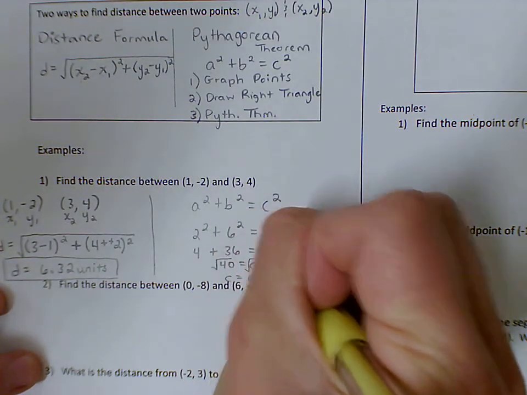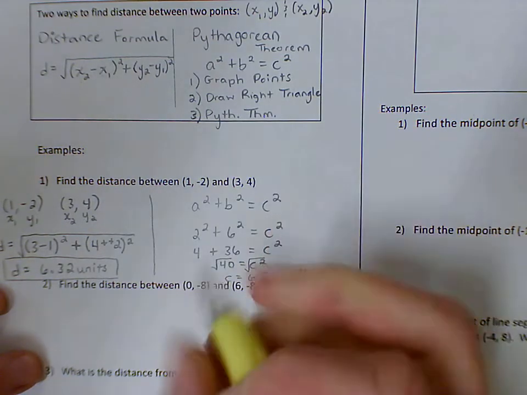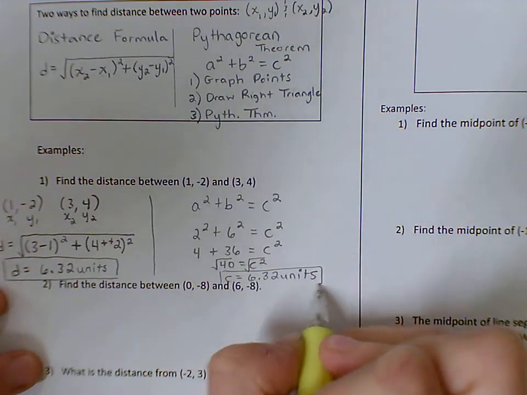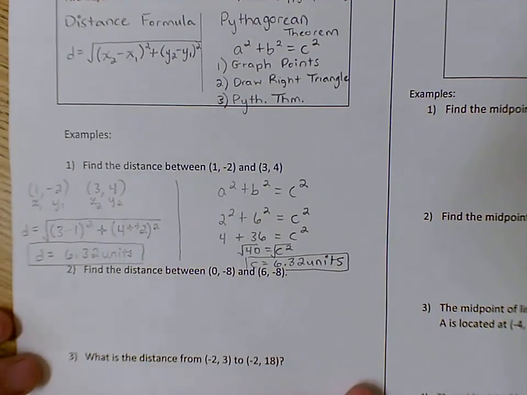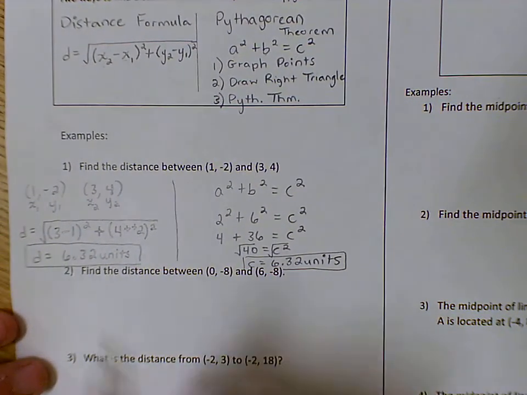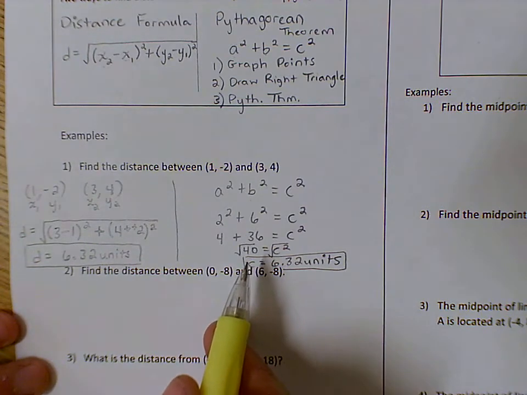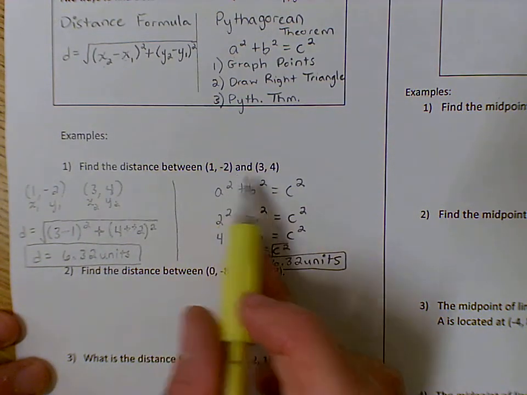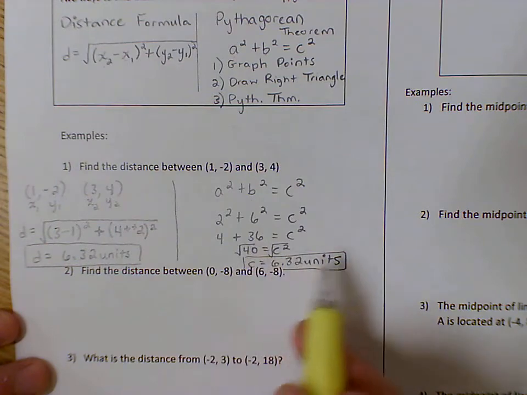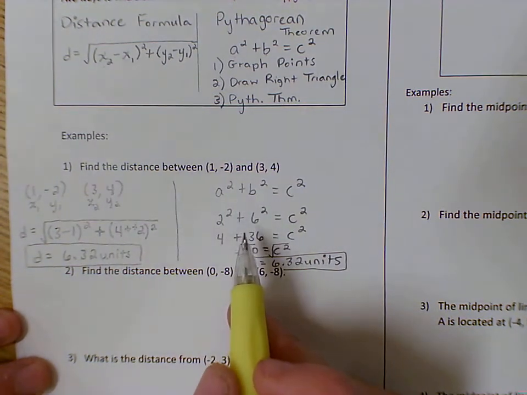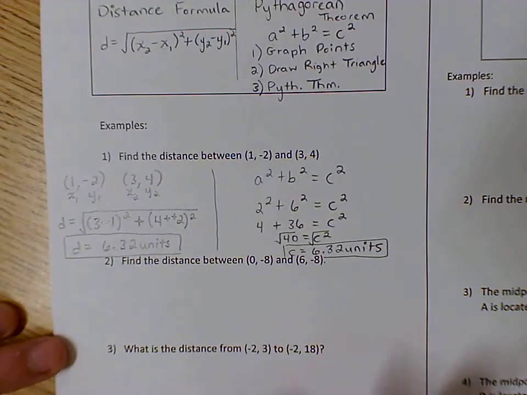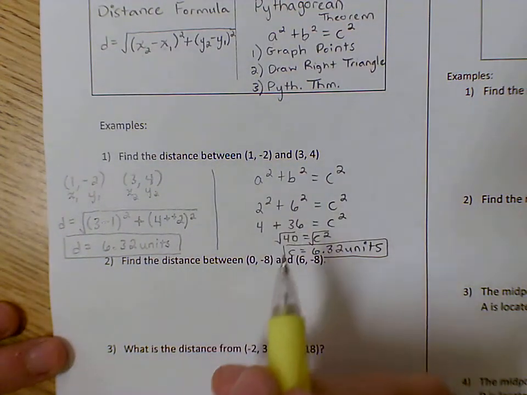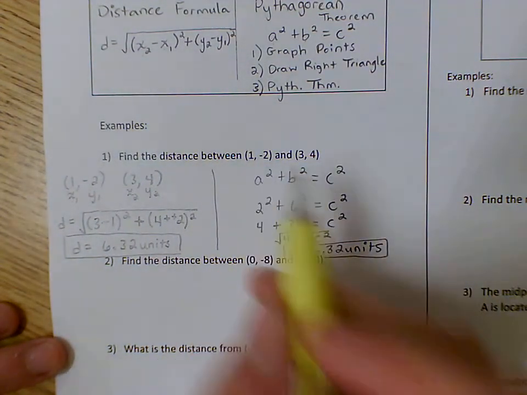6.32 units, which is the same length as what we got over there. Okay, so no matter which way you do it, you should be getting the same distance. All right. So you can choose whichever one you want. If your coordinates were decimals, then using Pythagorean theorem would be a little bit harder. So knowing the distance formula is useful, but Pythagorean theorem is easier for when it's problems like this.